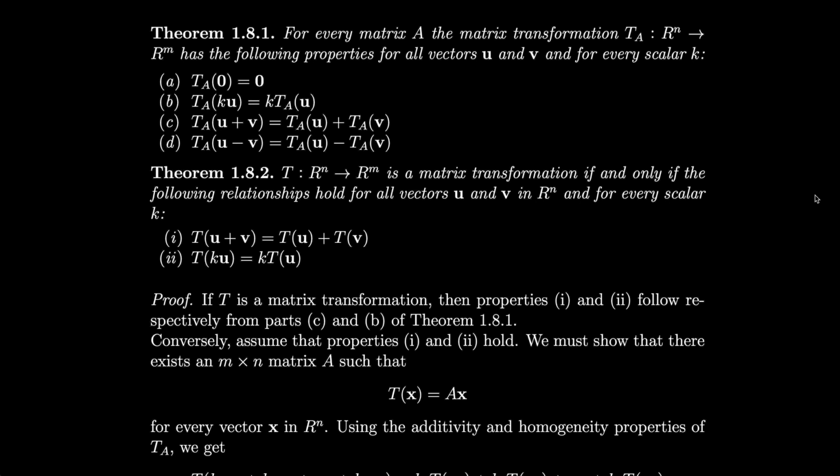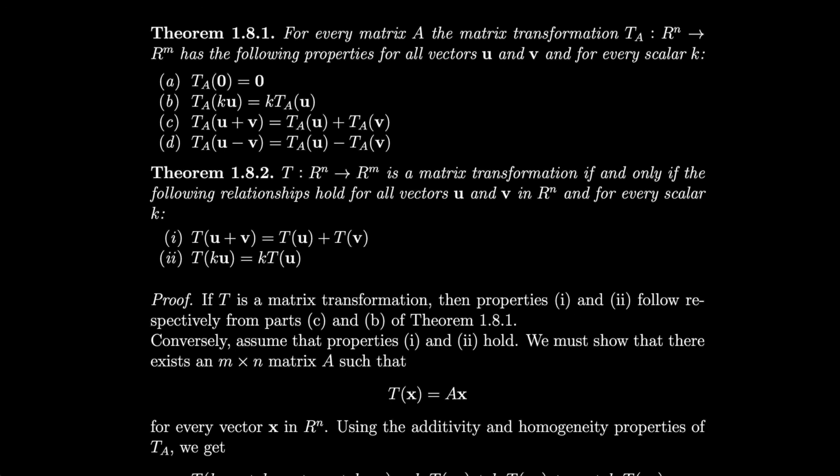For every matrix A, the matrix transformation T_A from Rn to Rm has the following properties for all vectors u and v, and for every scalar k. T_A of 0 is 0. T_A of a constant times u is the constant times the transformation. You can just pull the constant out. T_A of u plus v is T_A of u plus T_A of v, and T_A of u minus v equals T_A of u minus T_A of v.